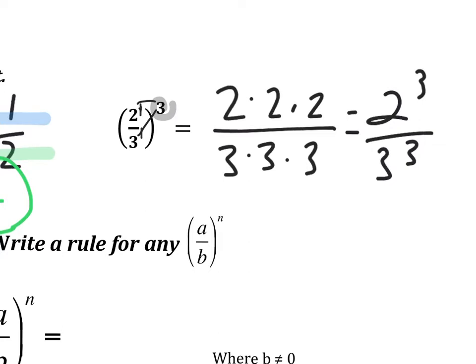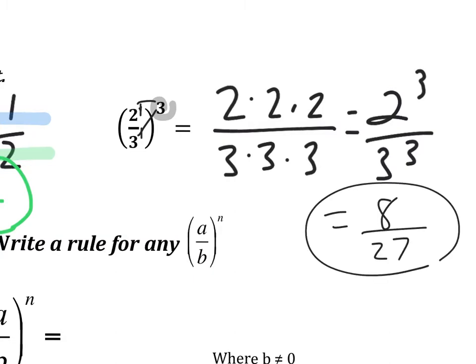And as you remember from raising a power to a power, you keep the base and multiply the powers. So 2 to the 1 times 3 power gives you 2 to the 3rd power. 3 to the 1st raised to the 3rd is 3 to the 1 times 3 power, which gives you 3 to the 3rd. So you have 2 to the 3rd over 3 to the 3rd. That's it. You apply that power to both the numerator and the denominator, and then you can simplify further if you would like. 2 to the 3rd is 8, 3 to the 3rd is 27. That's your answer right there.